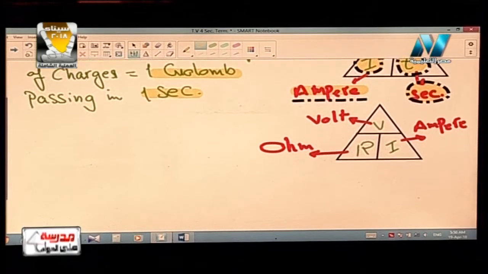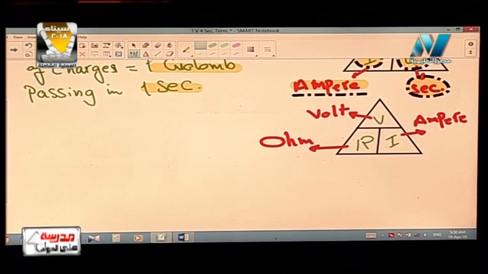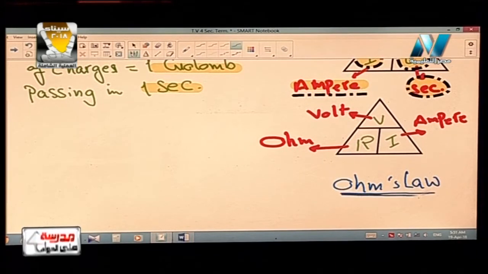We can define ampere in another way, according to Ohm's law. If he asks what is meant by ampere according to Ohm's law, we should define ampere or volt or ohm from this triangle. I must use this triangle to identify any measuring unit, as ampere or volt or ohm. So here we talk about what is meant by ampere.